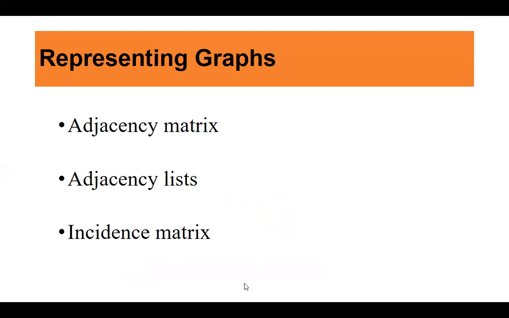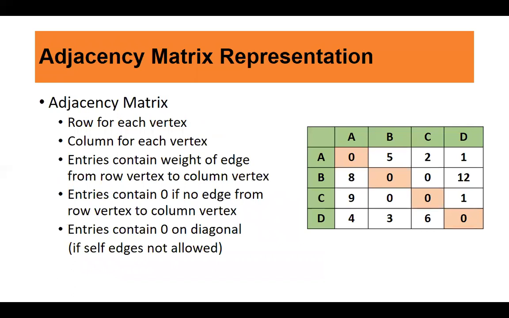So representation can be carried out in 3 ways. You have adjacency matrix, you have adjacency list, and you have incidence matrix, right? The most popular ones, what we look at, are adjacency matrix and adjacency list. So adjacency matrix, as the name suggests, is a double dimension array, right?